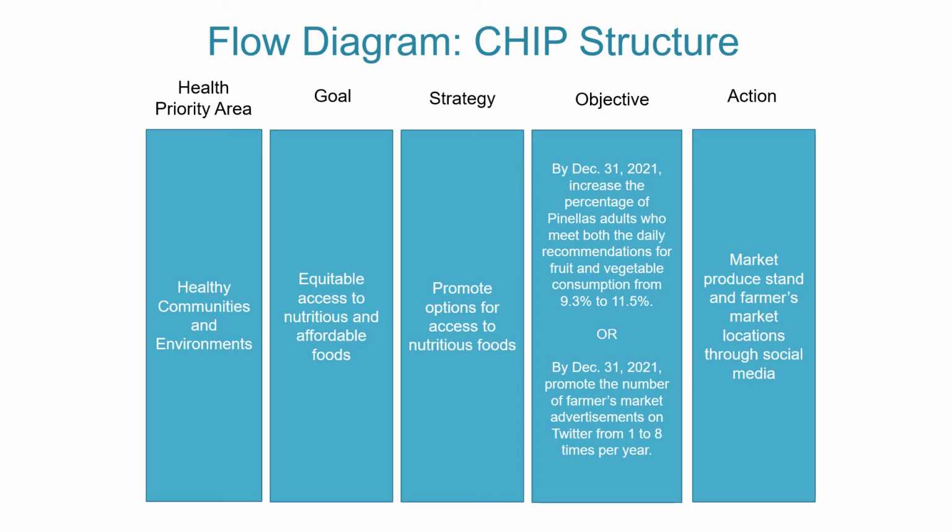Think of strategies as the vehicle you're going to use to get to your goal. I included two examples of two different types of objectives that you might see in a CHIP structure: a process or outcome objective, and I will touch upon that at the following slides. In this example, the first one reads, by December 31st, 2021, increase the percentage of Pinellas adults who meet both the daily recommendations for fruit and vegetable consumption from 9.3 to 11.5%. The second objective is by December 31st, 2021, promote the number of farmers market advertisements on Twitter from 1 to 8 times per year.